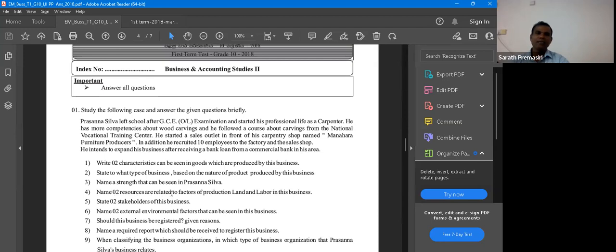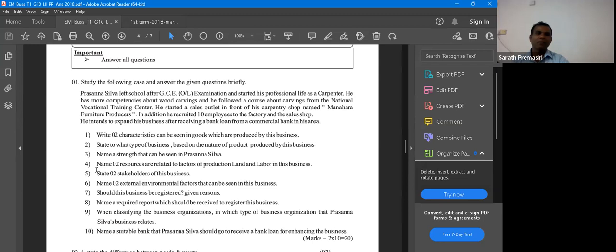Name two resources related to the factors of production: land and labor. Land, wood, labor, employees. Name two stakeholders: Prasanna Silva the owner, 10 employees, commercial bank, national vocational training center. All these are stakeholders. Name external environmental factors: national vocational training center, commercial bank.